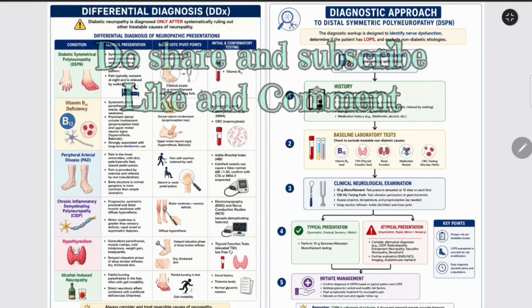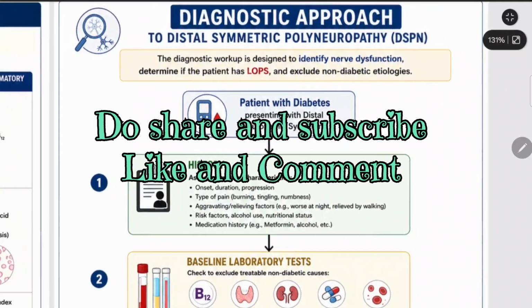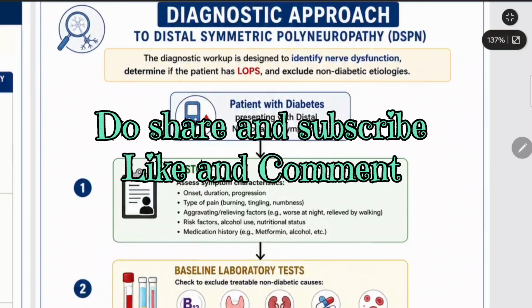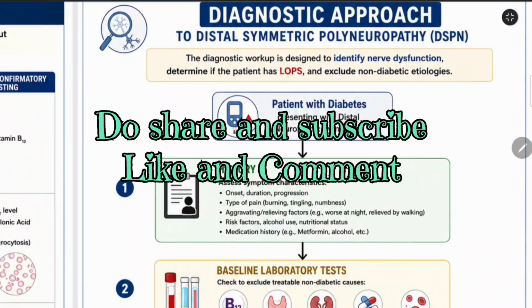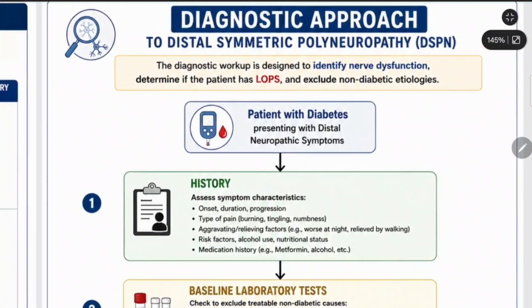So let's finish this topic of diabetic neuropathy. What should be the diagnostic approach for a patient who is presenting with neurological symptoms? So the diagnostic approach should be like this.